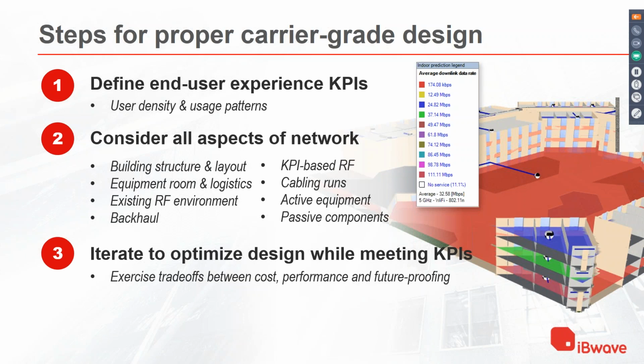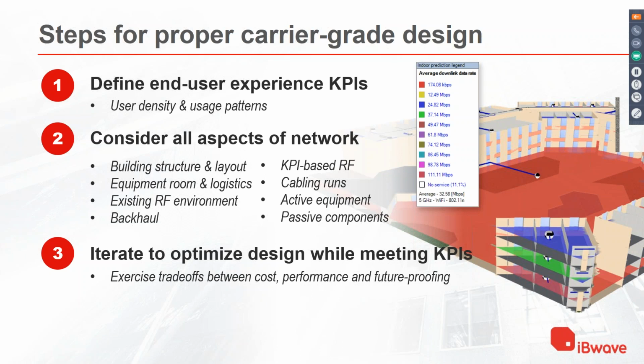And then there's going to be some iteration that typically needs to happen. The idea here is to optimize the design while meeting those KPIs that were established from the get-go. This is where we exercise trade-offs between cost, performance, and future-proofing. Future-proofing of the network is important, especially in some venues, and we're going to see an example of that later on, where it's really tough to get access to do work. You don't want to go back 6 months later because you forgot to add something, or because you need to add a new band or technology, because that can be quite expensive.